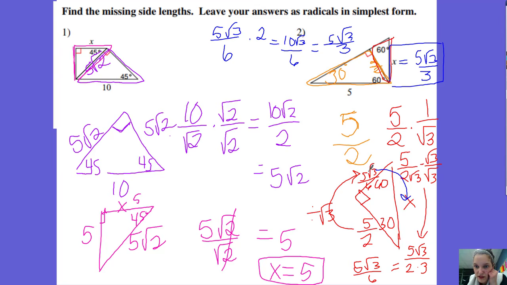And then once I have the short side, the side across from 30, and I want to figure out the hypotenuse, I just take the short side and double it. I take the short side and multiply it by 2. 5 root 3 over 6 times 2 gives me 10 root 3 over 6, which reduces to 5 root 3 over 3.